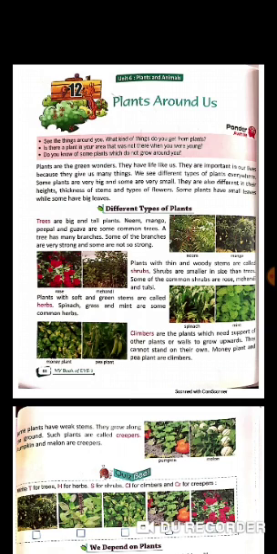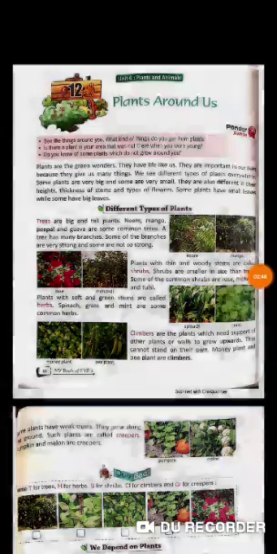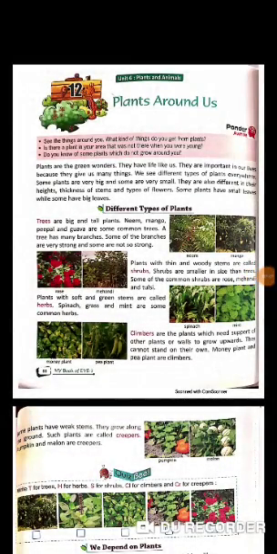Now, plants with thin and woody stems are called shrubs. Shrubs are the small flowery plants which we grow in our pots, in our garden. Those are called shrubs. Shrubs are smaller in size than trees. Some of the common shrubs are rose, mehendi, and tulsi. So these are the different kinds of shrubs.